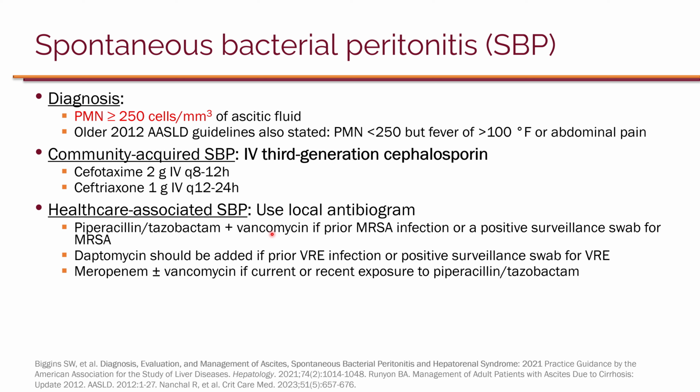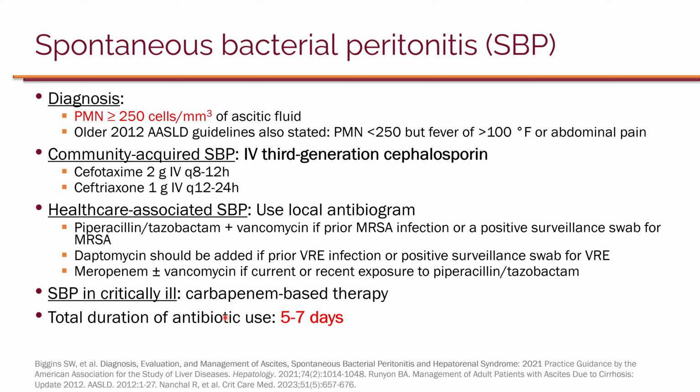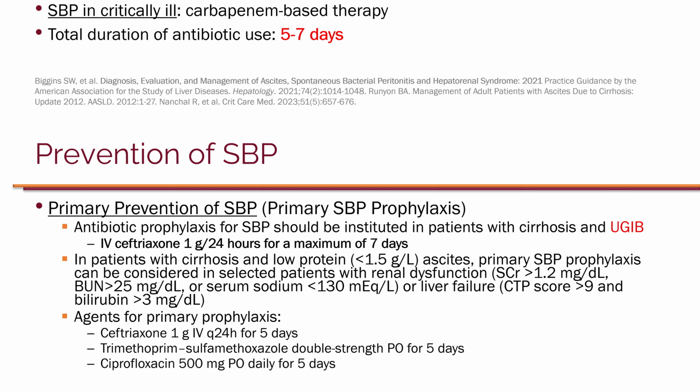And vancomycin should be added if prior MRSA infection or a positive surveillance swab for MRSA is found in the patient. In the case of VRE, instead of vancomycin, daptomycin should be used. If the patient has had a recent exposure to piptazo, it should be replaced with meropenem. In critically ill patients, it is recommended to use carbapenem-based therapy as opposed to starting with piptazo. And total duration of antibiotic use for treatment of SBP should be 5 to 7 days.